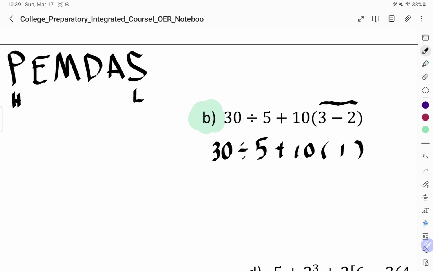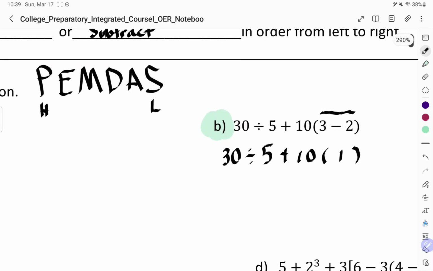Now, what follows after that is going to be exponents. I don't have any exponents, so I can skip that one. Then I have multiplication and division. I do have a multiplication and I do have a division, but we go from left to right. So this is my left, and I'm going to move this way to the right. The first thing I see is 30 divided by 5, so I'm going to do that first. I do have 10 times 1, but we're going to do that later. So 30 divided by 5 is going to be 6, and everything else comes down.